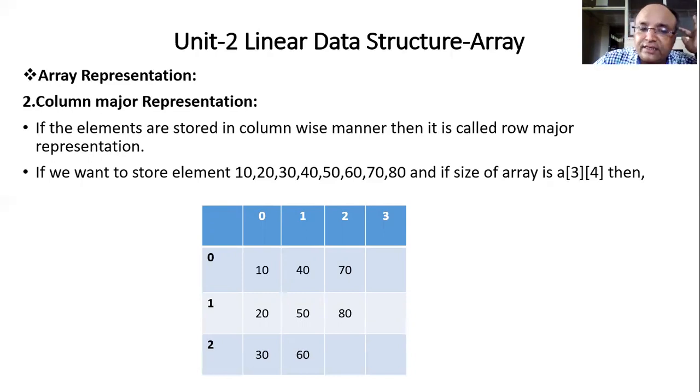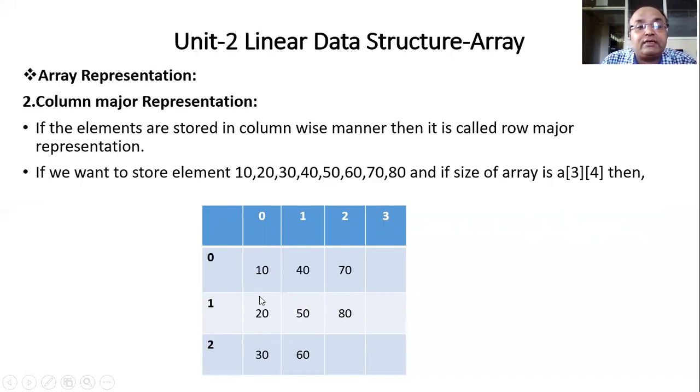Suppose we continue with the same example. If you want to store the elements 10, 20, 30, 40, 50, 60, 70 and 80, and suppose we are keeping the same size of array, like A[3][4], so it has 3 rows and 4 columns. In this case, if you are trying to store all the elements column wise, the first element will be stored at which index? 0, 0. So now 10 will be stored at 0, 0. Now the next element 20 is going to be arranged at this location.